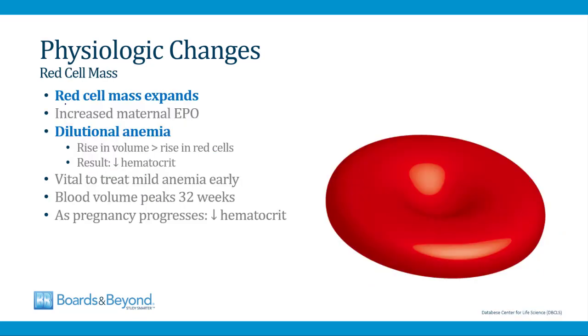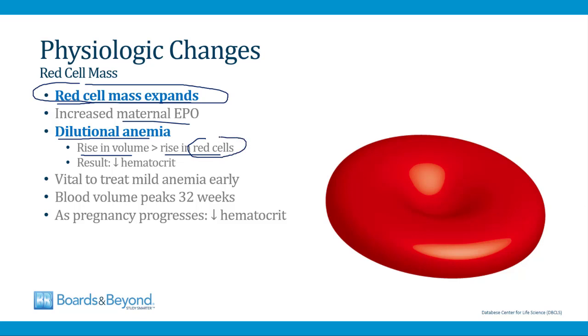In terms of blood count, red cell mass always expands during pregnancy. That's because there's increased release of maternal erythropoietin. However, even though the red cell mass is expanded and the amount of red cells is increased in pregnancy, when you do blood testing, you commonly see a dilutional anemia. The idea here is that the rise in plasma volume exceeds the rise in red cells. So even though there are more red cells, there are fewer red cells per milliliter of plasma, and this leads to a decrease in the hematocrit. So it's normal for the hematocrit to fall slightly during pregnancy because of this dilutional anemia.